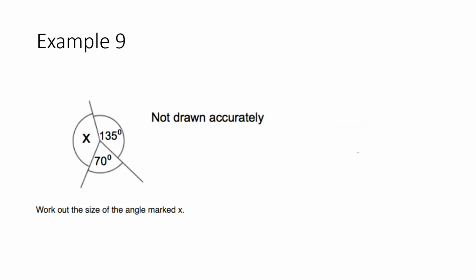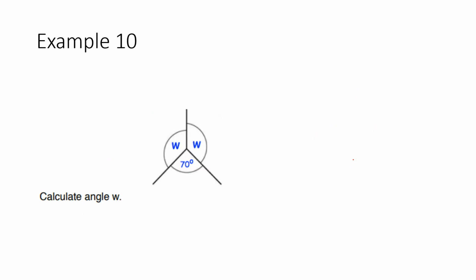Next example, work out the size of angle marked x. So our full turn is split into 3 segments. We've got 135 and we have 70 that is given to us. So 135 plus 70 gives us a value of 205. And we know a full turn is 360, so we subtract what's given to us, which is 205. So 360 subtract 205 gives us an answer of 155 degrees. So for this one, x is equal to 155 degrees.